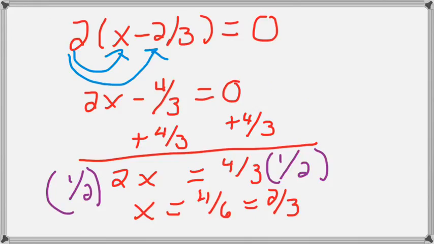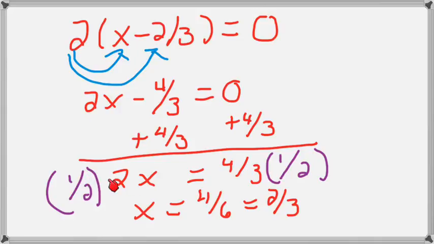Number 2, first I have to distribute. 2 times x is 2x. 2 times negative 2/3 is negative 4/3. And then I drop the equal, and I drop the 0. The opposite of minusing 4/3, always get rid of addition and subtraction first, is to add 4/3. So I add 4/3 here, and I add 4/3 here. That gives me 2x equals 4/3.